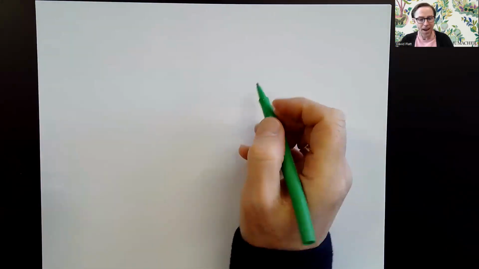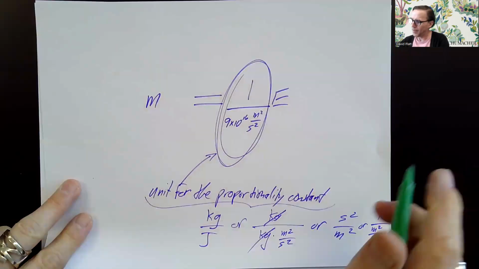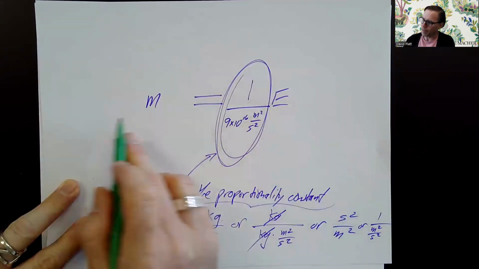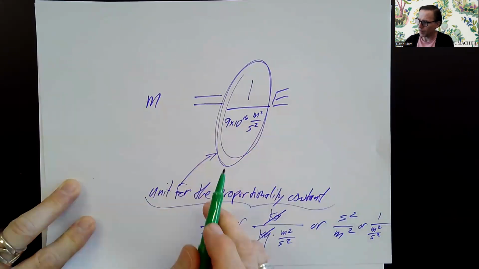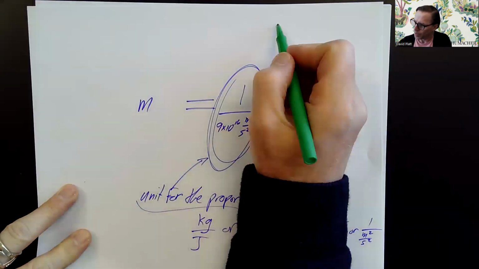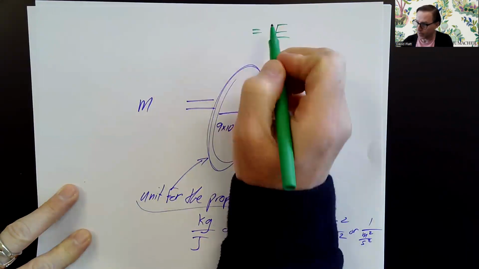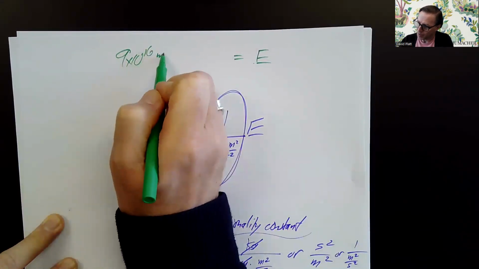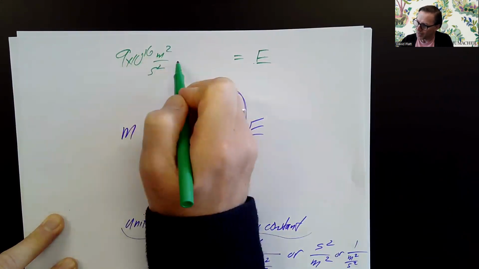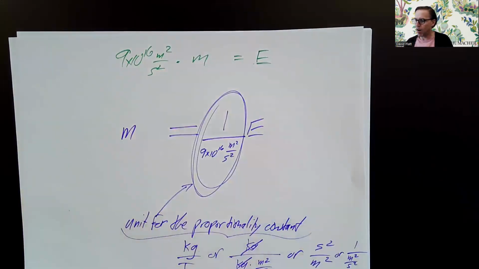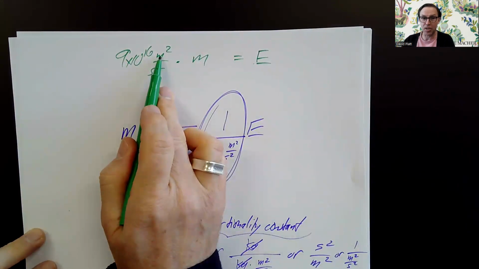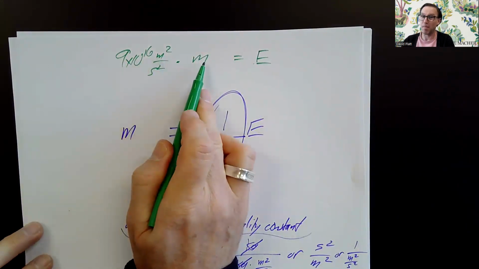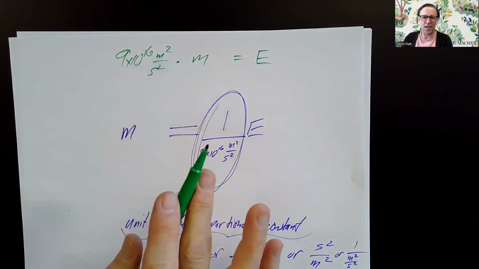So what I'm going to do is, instead of having the E on the right, I'm going to put it on the left, and this times M, I'm going to put it on the right. So watch, it's going to look like this: 9 times 10 to the 16th meters squared over second squared times M. Now, be careful, this M means meters, this M means mass. So just hold that in your mind.